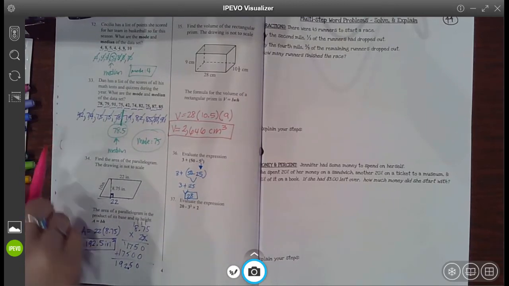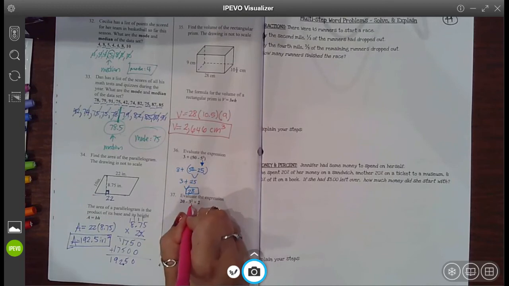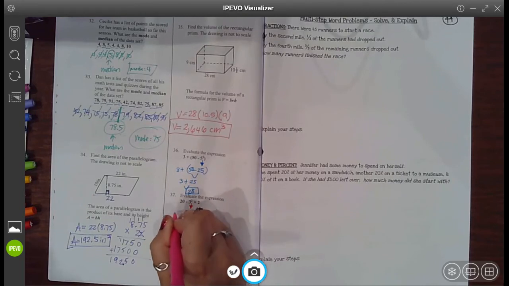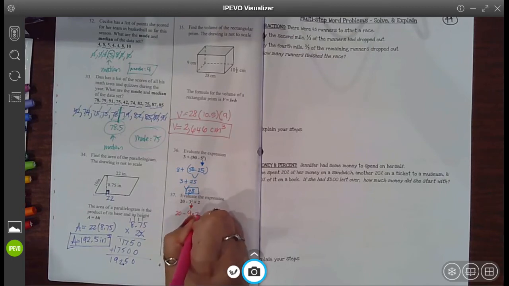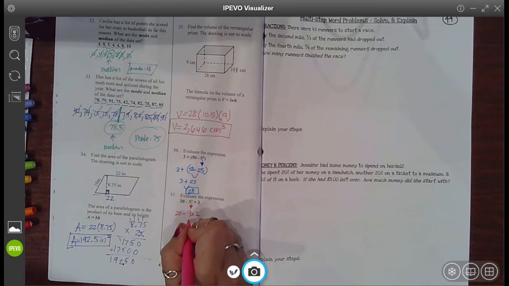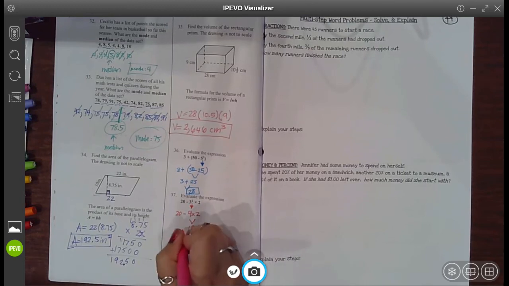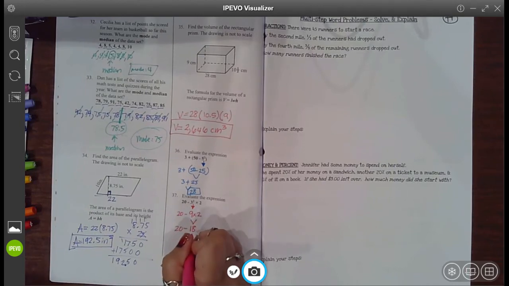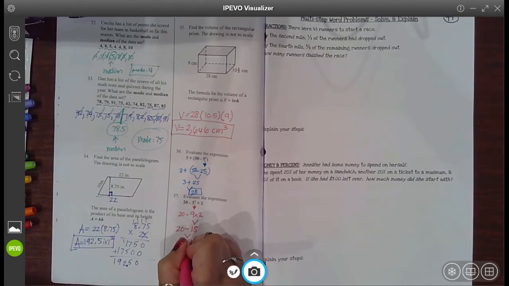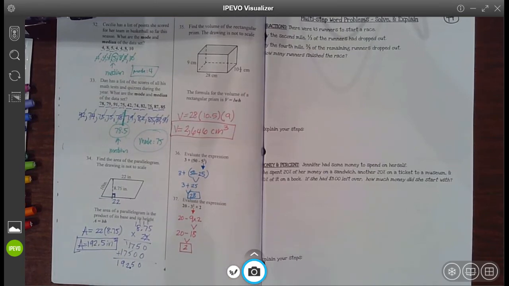Okay, last problem. Parentheses, no. Exponents, yes. What's 3 squared? 9. Bring down your other stuff. Okay, parentheses gone. Exponents gone. Multiplication or division, right there. What's 9 times 2? 18. And then 20 minus 18, and there you go.